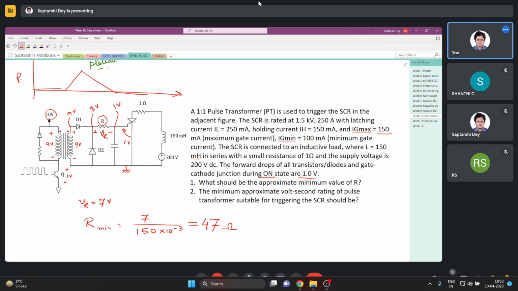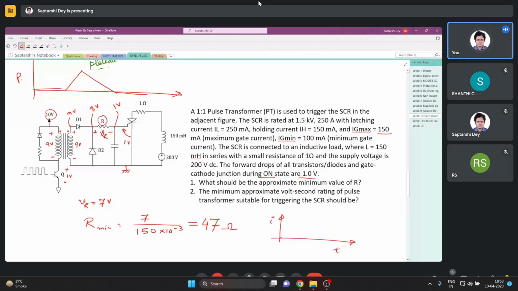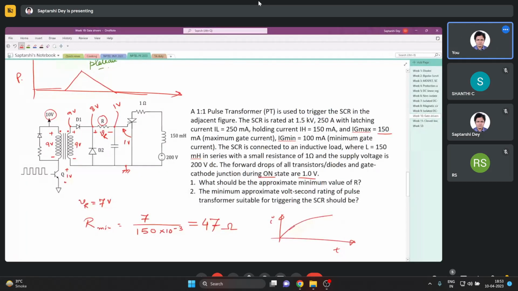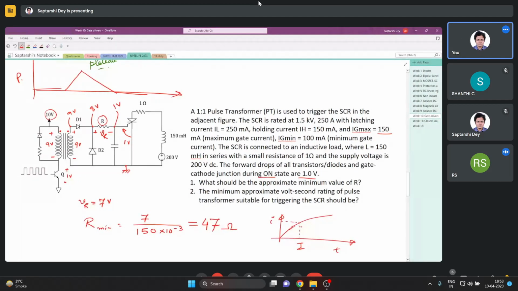Now if you see, here we have as a load an RL circuit, right? Now RL circuit current increases like this, looks like a BH curve, not like that, something like that. So we have to find out how long this current takes to reach the, which one, latching current or holding current? Latching current. How long it will take to reach the latching current. So that much time is the minimum time that we must keep the switch Q on.